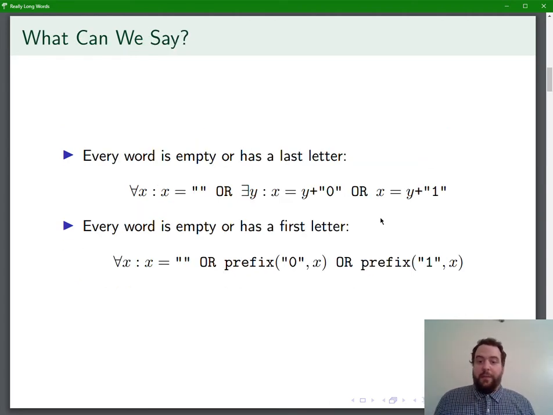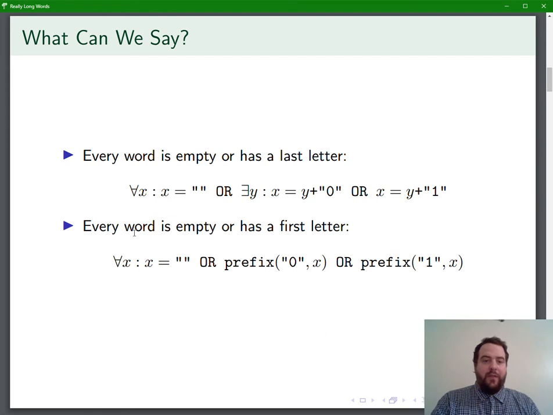So what sorts of statements can we form? Well, we can say something like every word is either empty or has a last letter. For any word x, x is either the empty word, or there is a word y where x is equal to y with a 0 tacked onto the end, or x is y with a 1 tacked onto the end. So not only does this word have a last letter, and we can figure out what that last letter is, but we can also cut off that last letter and look at the word that's left over.